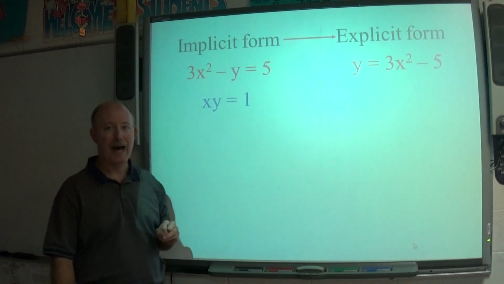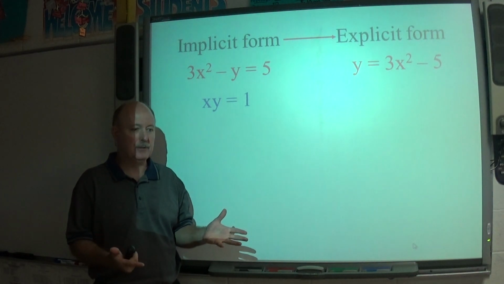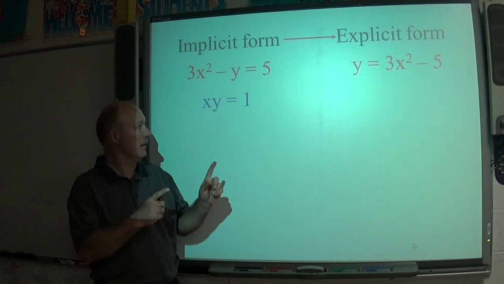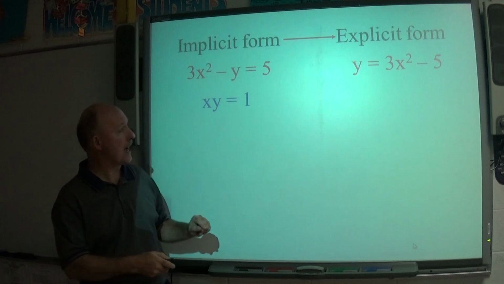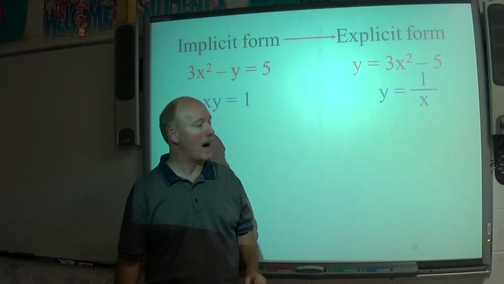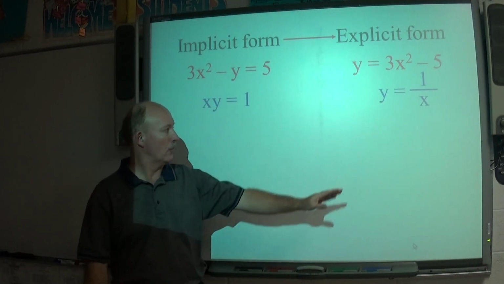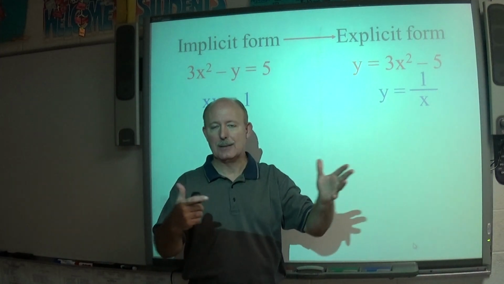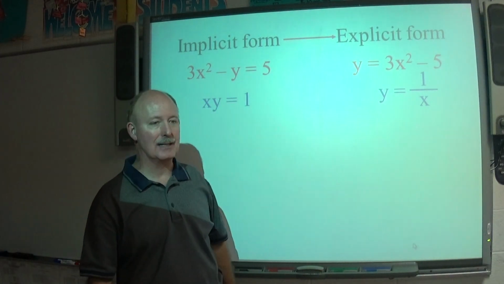Next, x times y equals 1. This function is in implicit form. The same function solved for y in explicit form is y equals 1 over x. Once again, very quickly, we get a negative exponent, but we can quickly take the derivative of that.